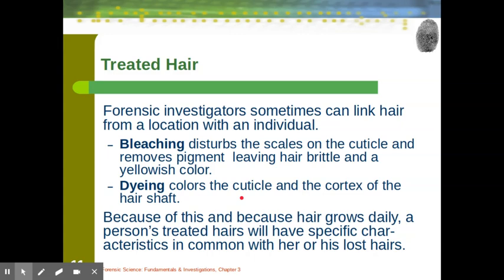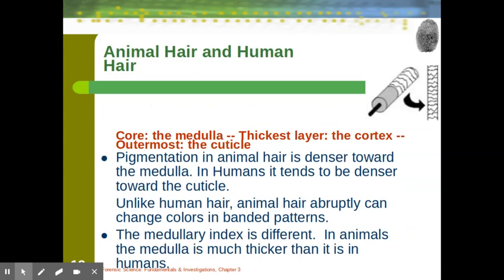So, things that can affect your hair, if it's treated, bleached, dyed, all those things can affect the individual's hair. Animal hair versus human hair. So we look at the medulla is really the place to look, and the cortex, the cuticle. The pigmentation of the animal hair is usually denser toward the medulla, which in humans we said that was towards the cuticle. Unlike human hair, animal hair can change colors like bands. So if an animal has stripes, for example, they may have orange and black on the same hair.